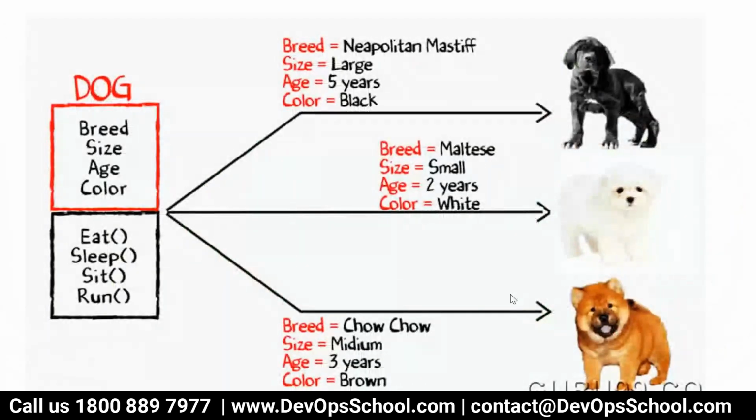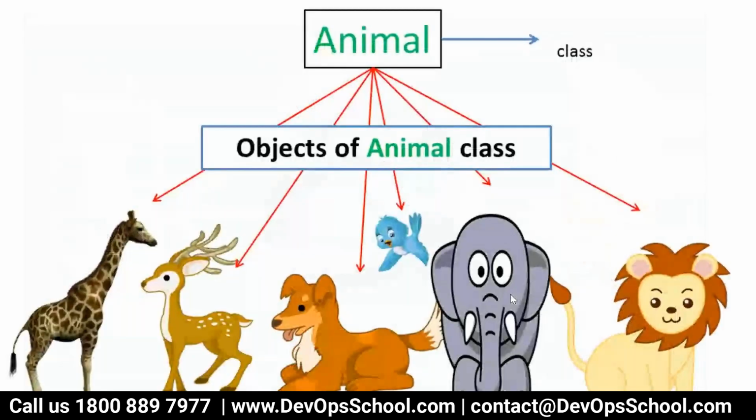So how do you declare the class? That is what I'm going to talk about. And from the class you create what? Objects. You can create as many objects as your requirements need. Animal is a class, and multiple different types of animals are objects.